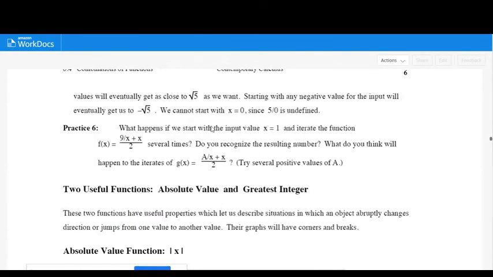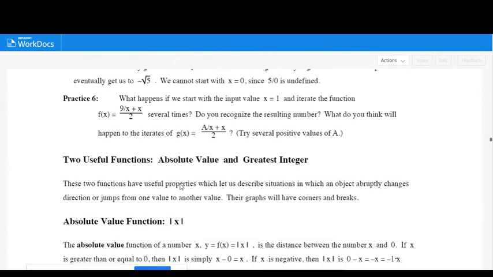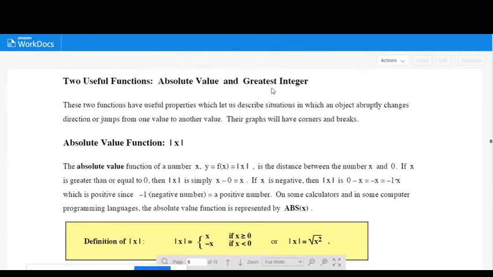So here is another practice problem. And then we have the absolute value and the greatest integer. So if we say absolute value, this is the distance of that number from 0. So if we say distance, walang negative. So if we say absolute value of negative 5, ilang units yung distance niya from 0? So that's 5. Absolute value of positive 5 is still 5.